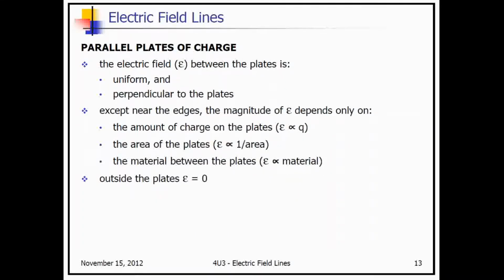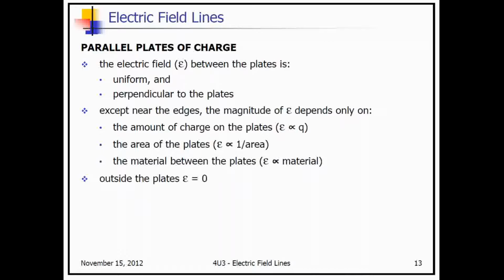I'd like you to copy this down. And again, you may want to pause to do that. But this explains parallel plates of charge. I've already kind of repeated this, except for the second bullet point, where it says, except near the edges, the magnitude of epsilon depends only on. So this is how we can increase that epsilon. We can increase the charge on the plates, and that charge Q is an equal charge usually between the positive and the negative.